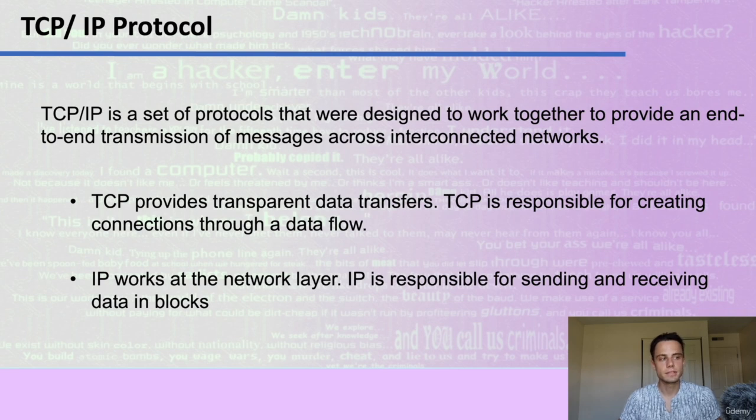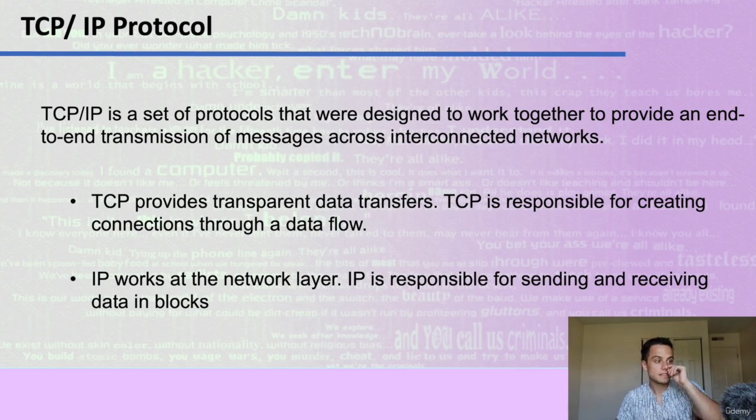The TCP and IP set of protocols are designed to work together to provide end-to-end transmission of messages across different interconnected networks. Usually we say that the TCP protocol works in the transport layer, while the IP protocol works on the network layer. TCP is responsible for creating connections through a data flow, and this process guarantees that the data delivered to the destination is without any errors and is delivered in the same order in which we sent it out.